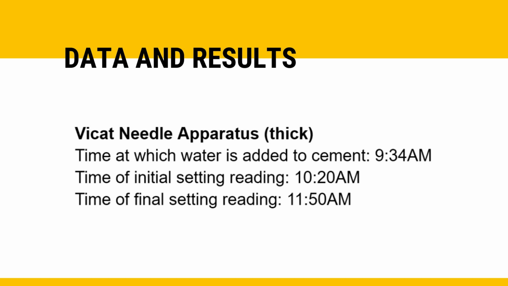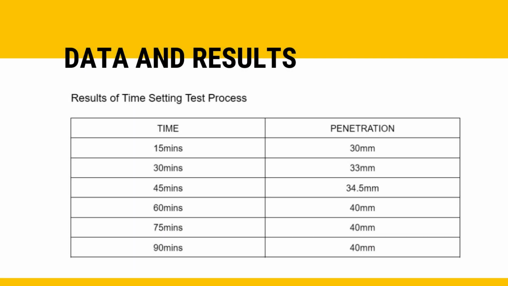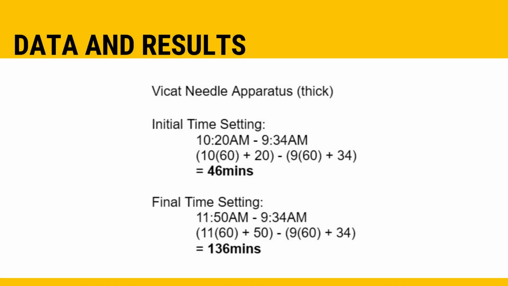And here we have the Vicat thick needle apparatus. So the time at which water is added to the cement is also 9:34 a.m. and its time of initial setting reading is 10:20 a.m. and its time of final setting reading is 11:50 a.m. So these are the results of its time setting test process for every 15 minutes. And for its calculations, we also subtract the time of initial and final setting reading from the time the water is added to the cement. So we also have the values of 46 minutes for its initial time setting and 136 minutes for the final time setting.